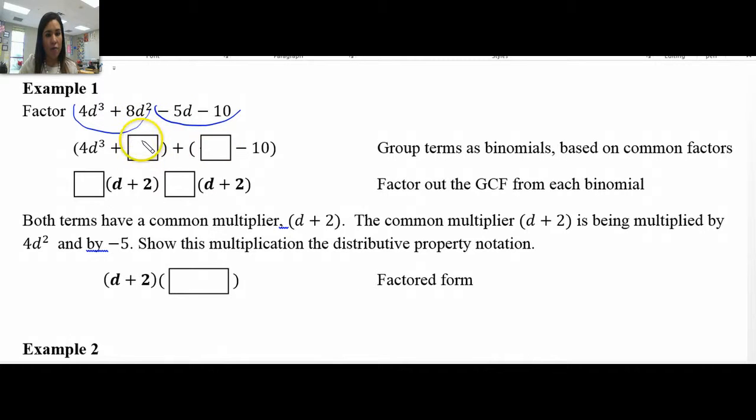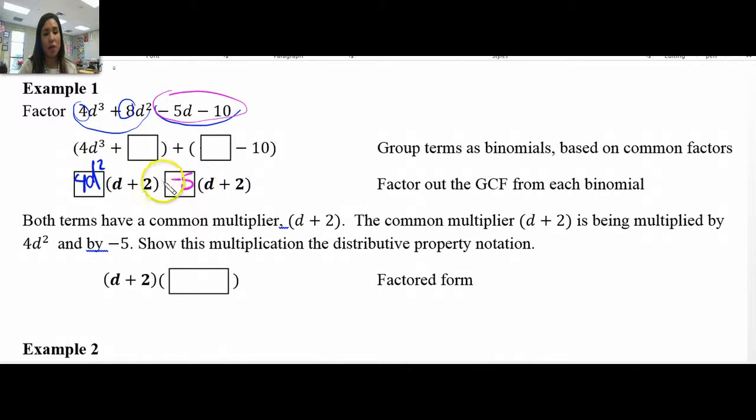Both of these are divisible by 4, so I'm going to take that out. And both of these I could take out a d squared. That's the biggest I could take out. So I factored the first part. Now let's do the second part. In this group, right away I see that I could divide by a -5 from both, so I could take that out. And this 10 doesn't have a variable, so that's about as much as I can go.